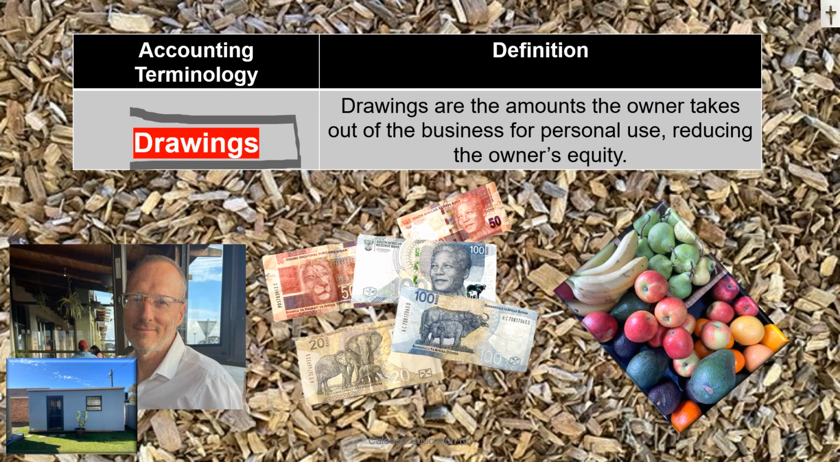Right, drawings. Now, drawings is what the owner takes out of the business. The owner can take drawings of cash or stock or equipment, and you will learn how to record this type of transaction. Drawings are the amounts the owner takes out of the business for personal use. So let's say, for example, the owner took cash out of the business. You would have a transaction where if the owner took cash, you would debit drawings and you would credit bank.